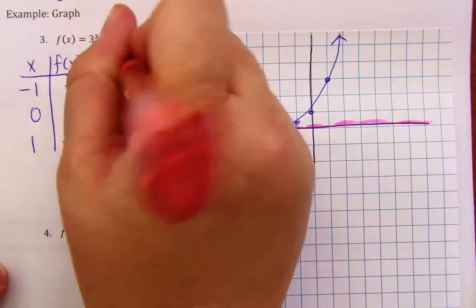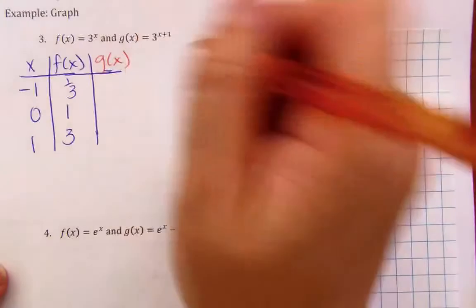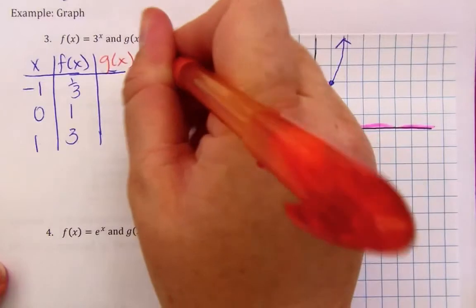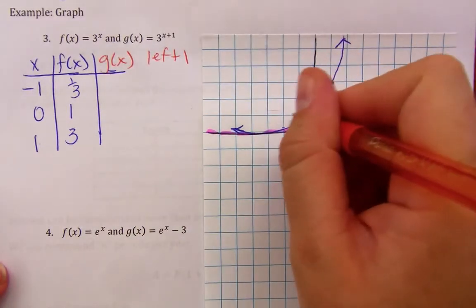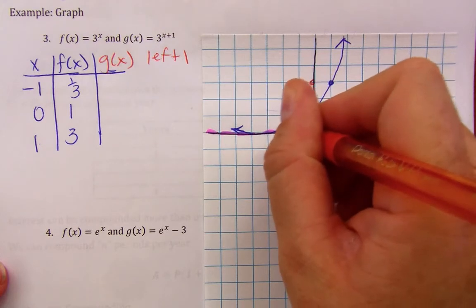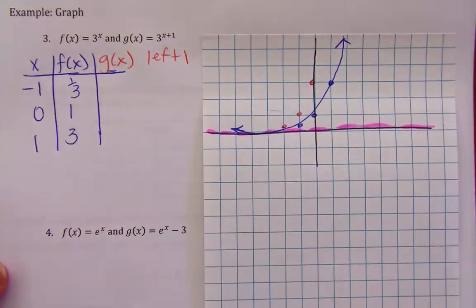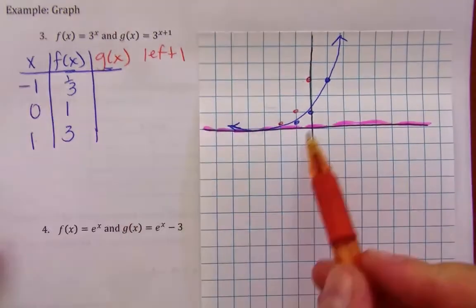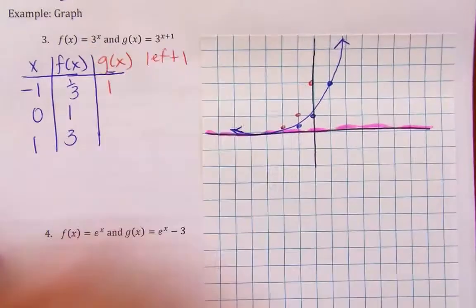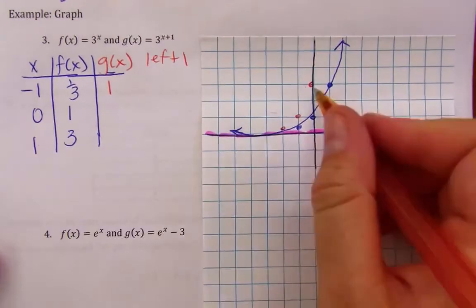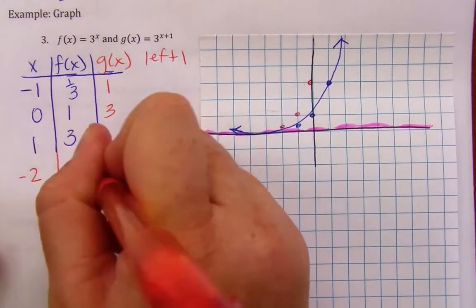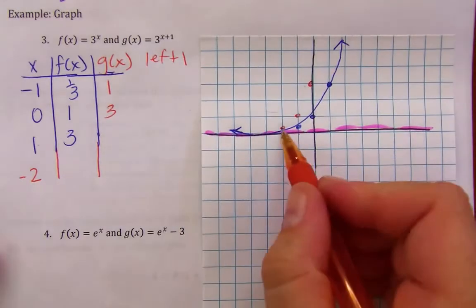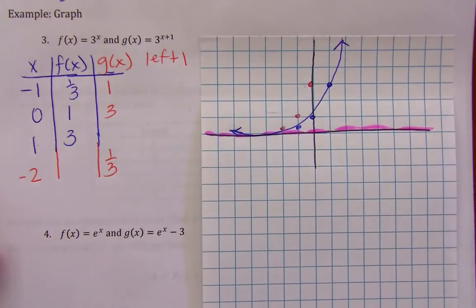Now, g of x is the function f of x, but it has shifted to the left 1. So all of these points are just going to move to the left 1. Okay. So it's like all I did was move these a little bit. So now when x equals -1, our function equals 1. When it equals 0, it actually equals now 3. And I'm going to add the point -2 here. And when x equals -2, it equals 1/3. So those are my new points.